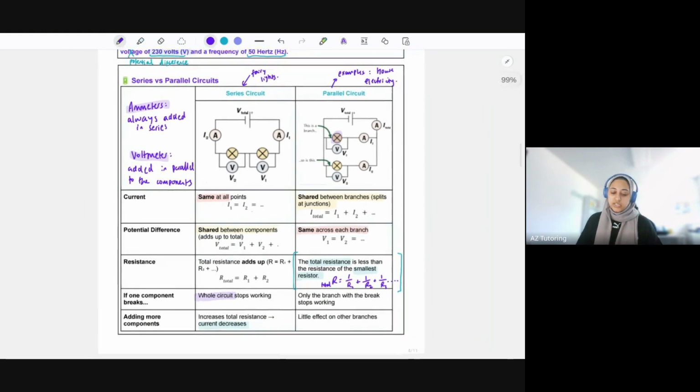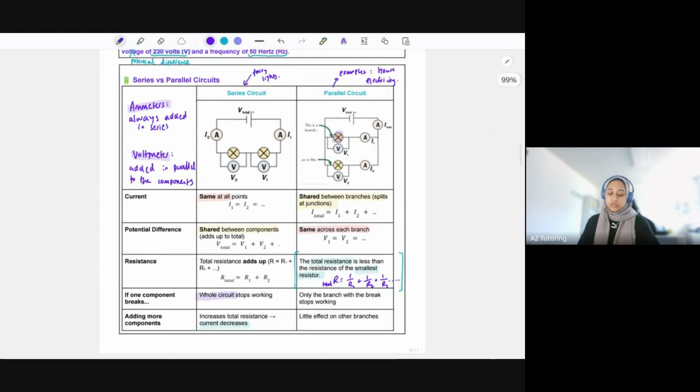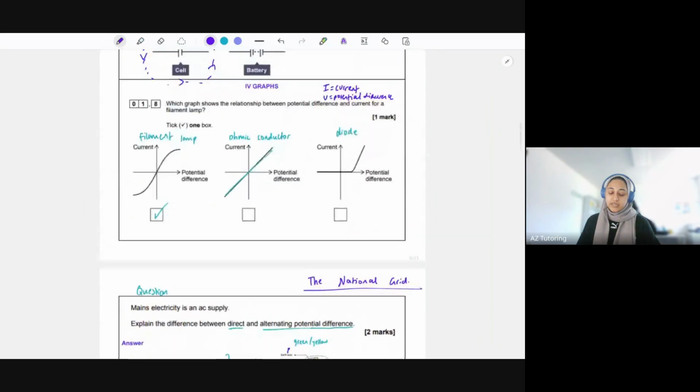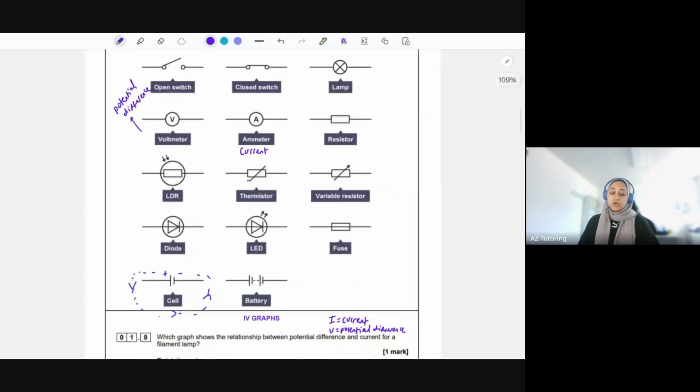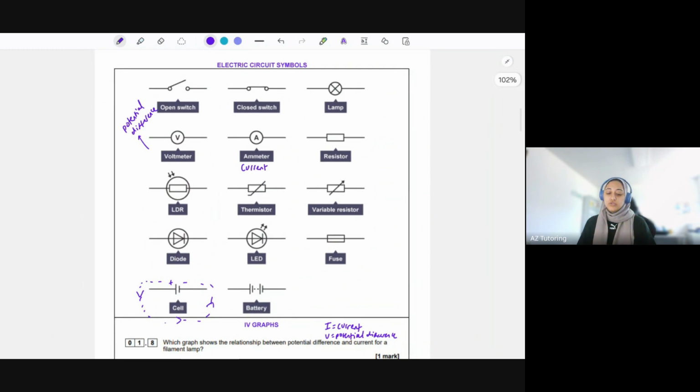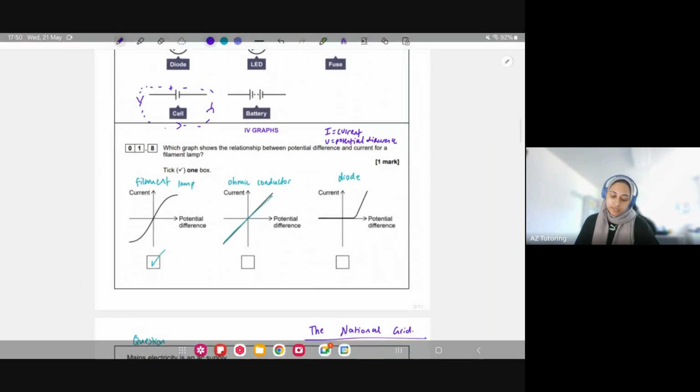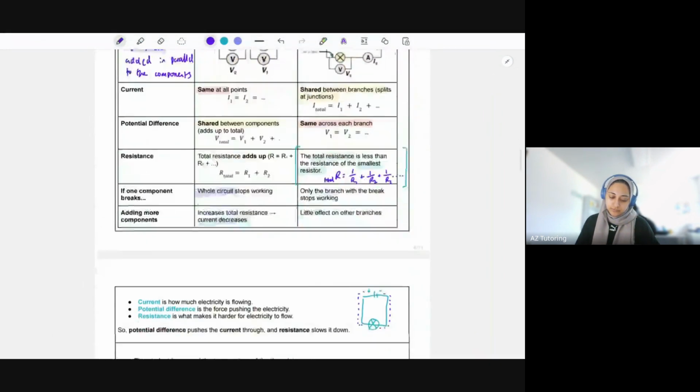Okay, hope that made sense. So definitely do go over this table. It's everything that you do really need to know for electricity, and make sure you are aware of all your electric circuit symbols because they can get you to draw any of these. Okay, moving on.